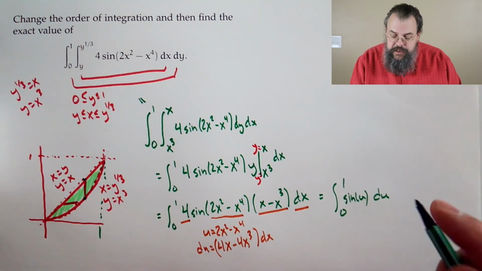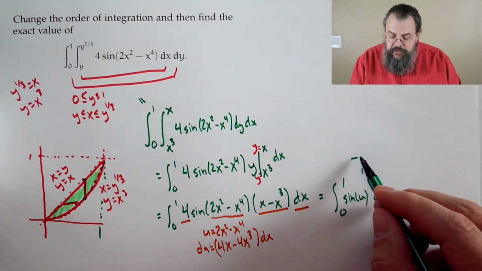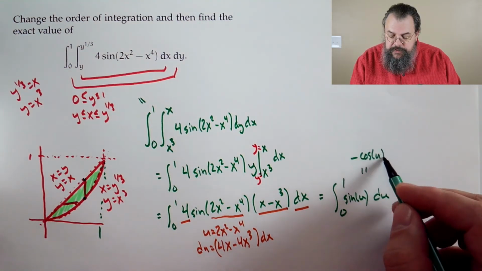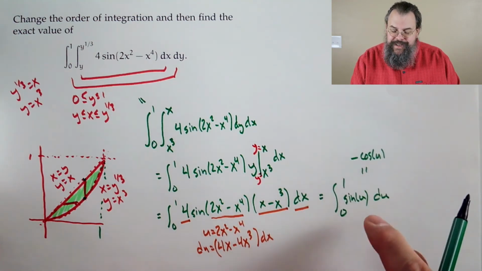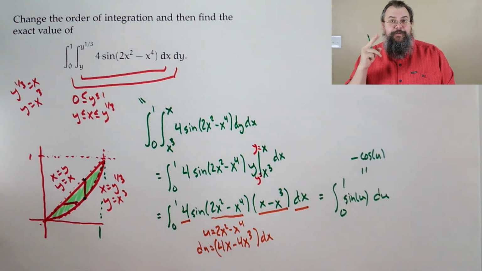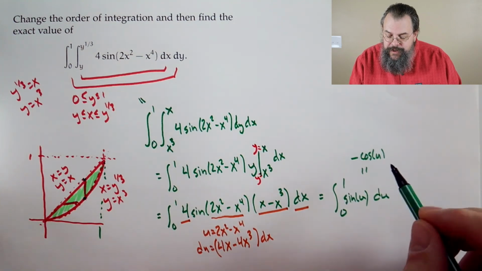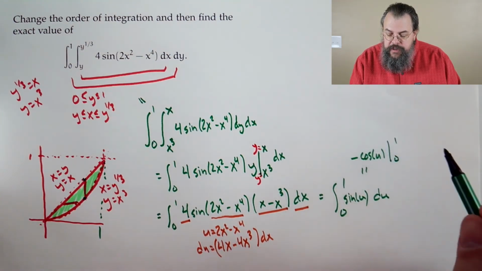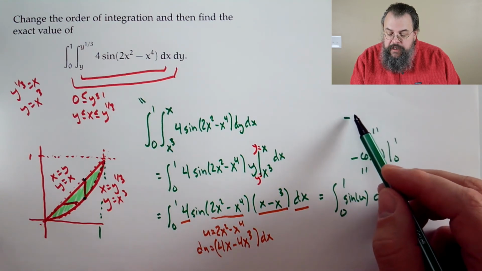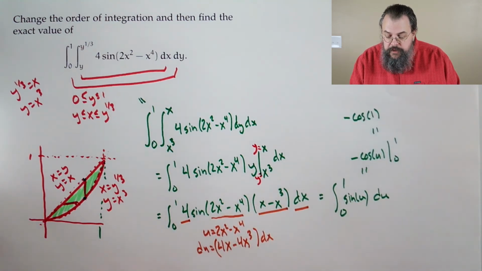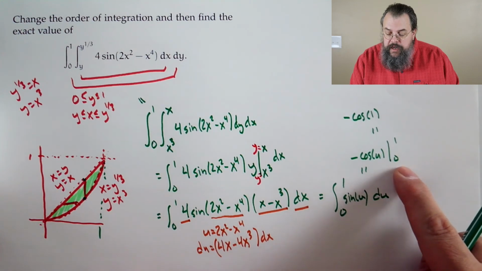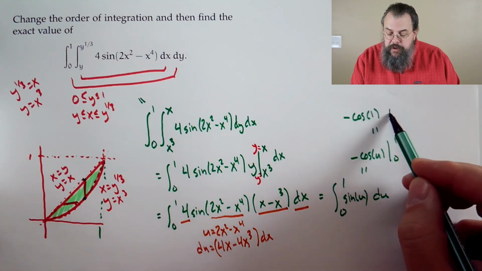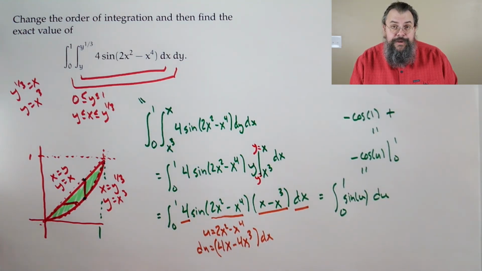So the integral of sine is negative cosine. Yeah, be careful. It's one of those things. The integral of sine is negative cosine. It's easy to forget the minus. So, okay, minus cosine, evaluated from 0 to 1. So we end up with minus cosine of 1. Okay. Then subtract a minus. Okay, that makes it a plus cosine of 0.